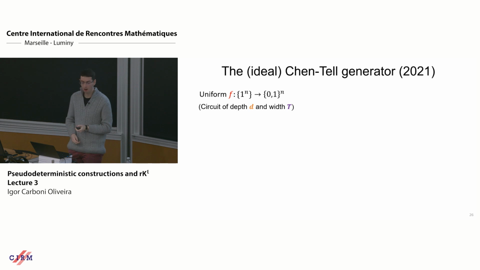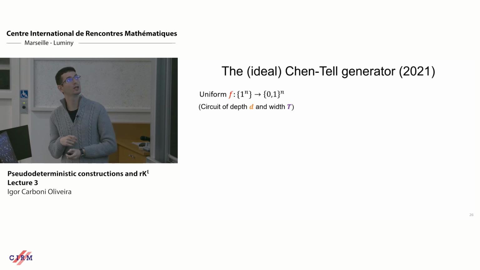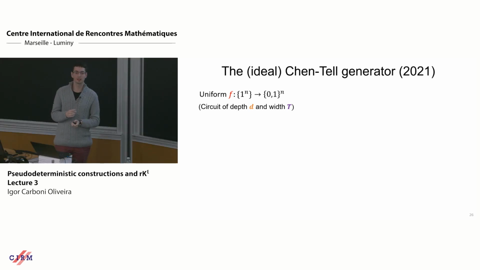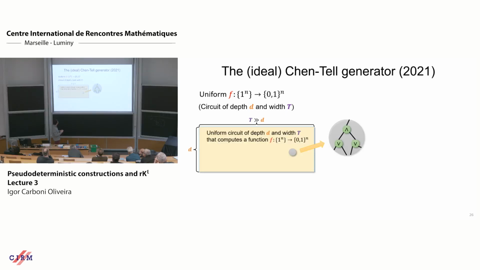So fix now any uniform function f that takes 1 to the n and produces an n-bit string. Okay? And assume this function can be computed by a uniform sequence of circuits of depth d and width t. Okay? So here's a picture of this Boolean circuit. It has d layers, but it can have inside each layer up to t gates. Okay? So maybe let me give an example of a circuit like this, because it's going to be useful.